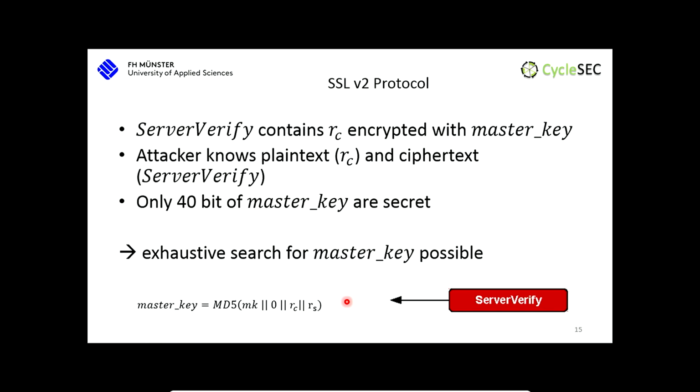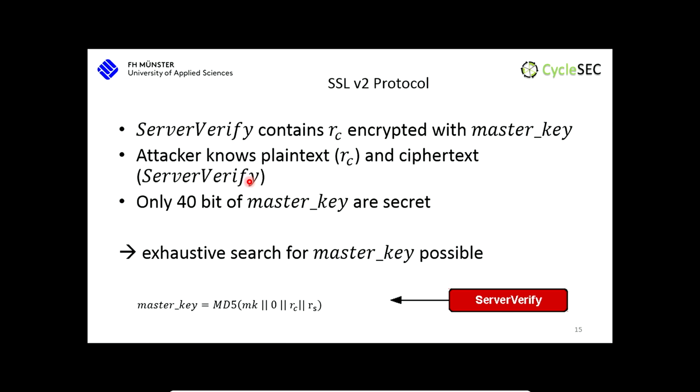Okay, so let's look at this server verify, this single message that we get and where we want to know the key. When we look at the specifications, we learn that the server verify is nothing else than the client random that it sent us in the client hello. So we know the clear text because it was sent in the clear, and that was encrypted with a master key. So we know the plain text and we know the cipher text.